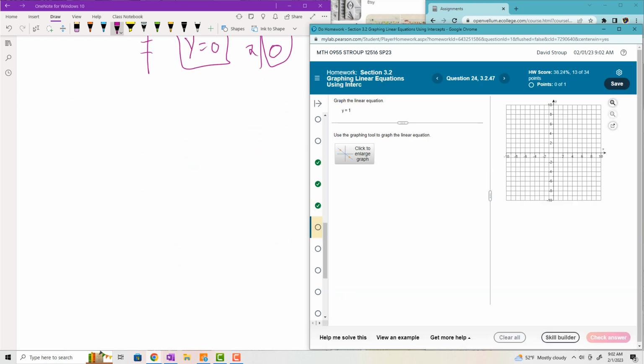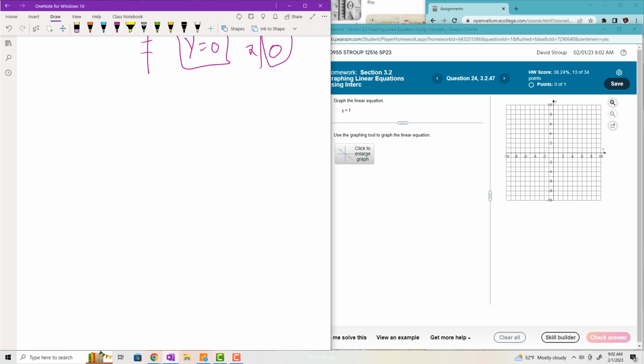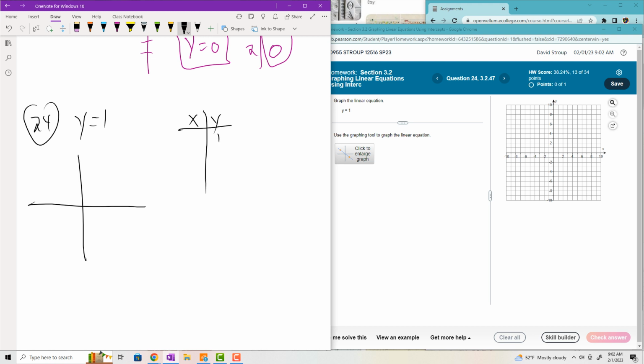It sounds a bit weird. Then here you're graphing, so 24, y equals 1. So you could think of it as ordered pairs if you want. Y is always 1, and you could make x whatever the heck you want, right? So 1, 2, 3.